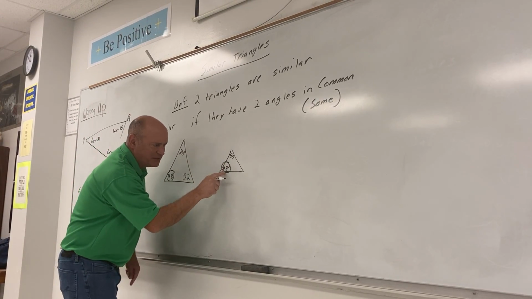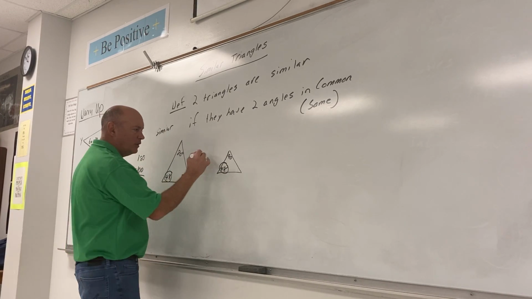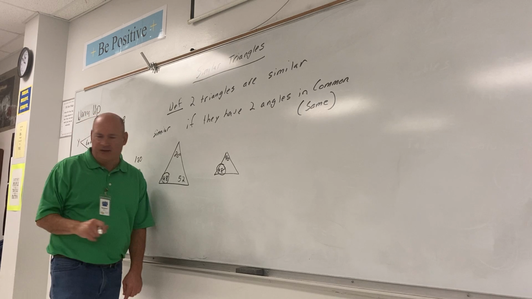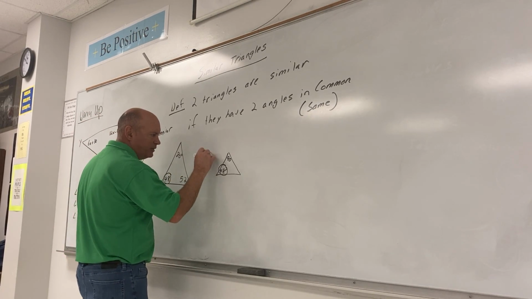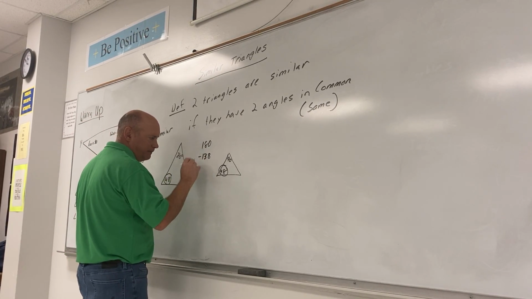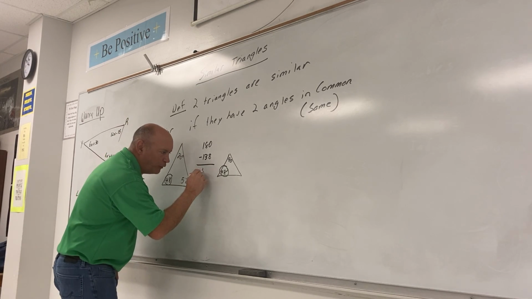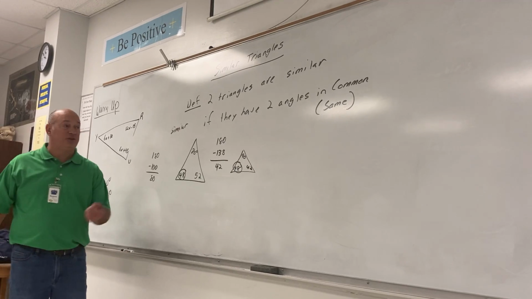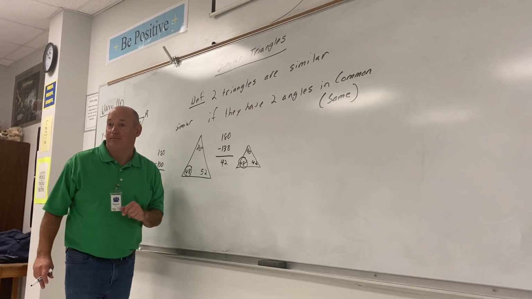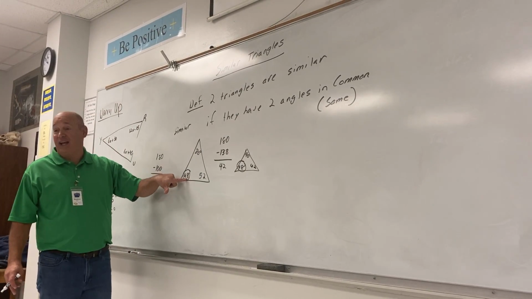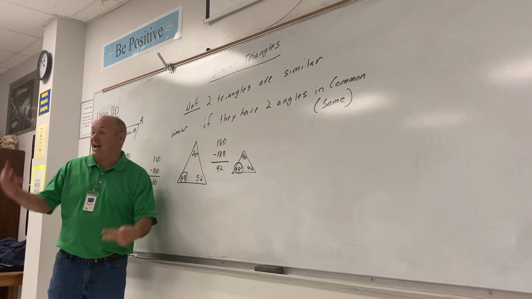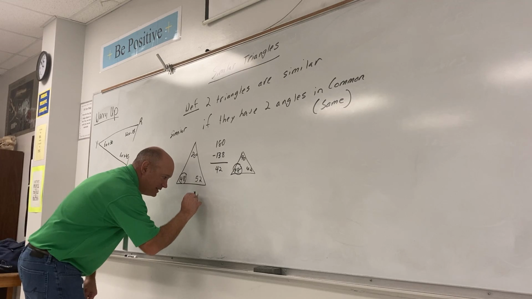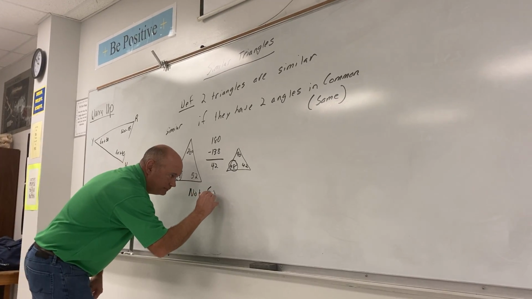What's 90 plus 48? 135. Oh, I heard 138. You sounded pretty confident. I like that. 138. Couldn't we subtract 180 minus 138? Yes. What do we get? 42. So do they have two angles that are the same? No. We got one angle that's the same. They got to have two angles that are the same to be similar. This is not similar triangles.